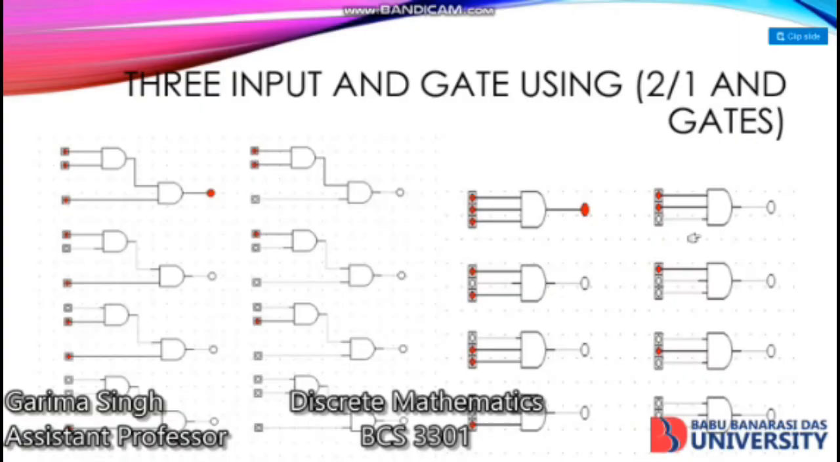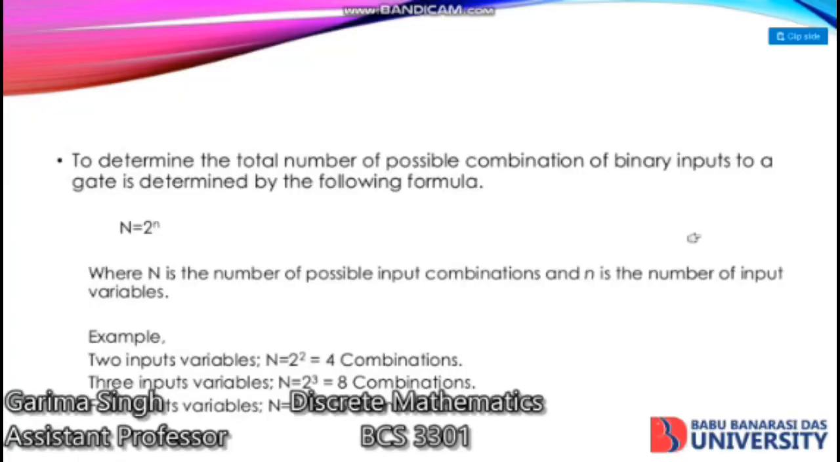Now, a 3 input gate using 2 input AND gates. So this is also a symbol. The total number of possible combinations of binary inputs to a gate is determined by the following formula: N is equal to 2 to the power n, where N is the number of possible input combinations and small n is the number of input variables. For example, for two input variables, N is equal to 2 to the power 2, so there are 4 combinations. For 2 to the power 3, there are 8 combinations. For 2 to the power 4, there are 16 combinations.